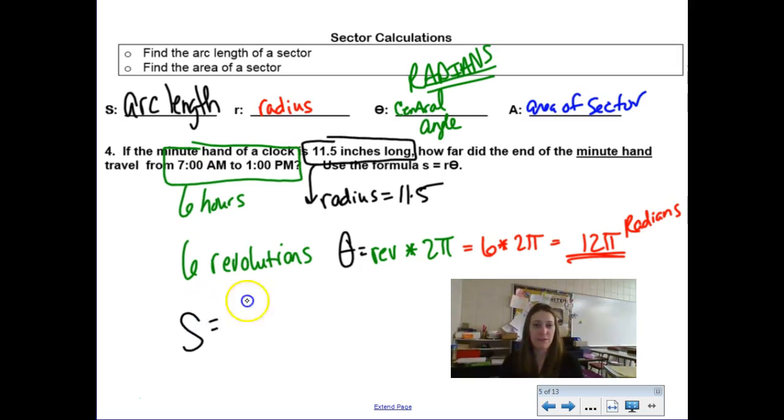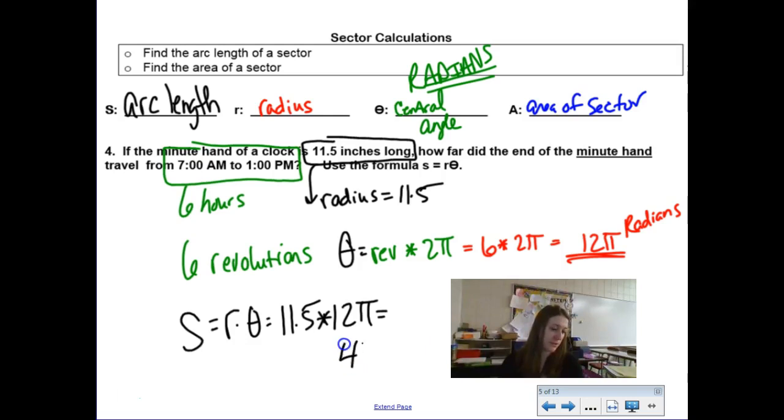So finally, it's going to say, now find arc length. So the formula is r times theta. So radius is 11.5, and we just found theta to be 12 pi. Some of you forgot the pi last time, so watch out for that. And this is 433.5 inches.